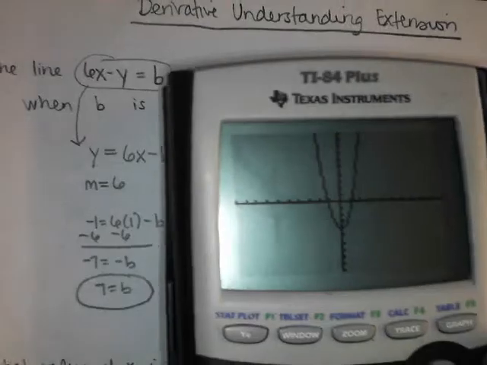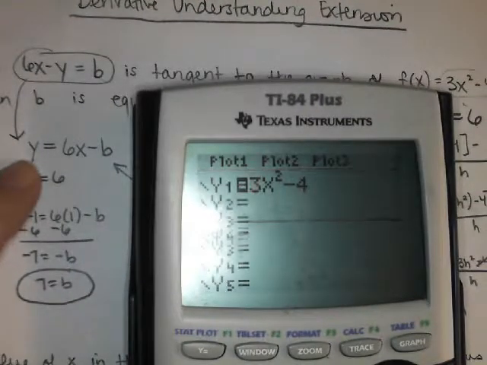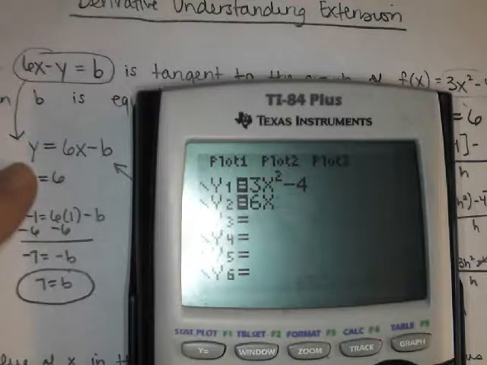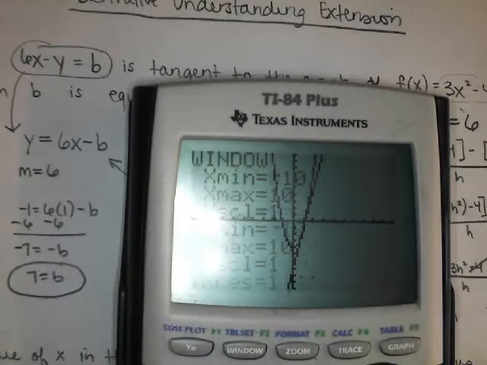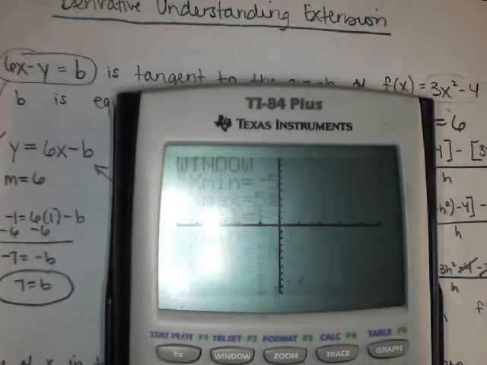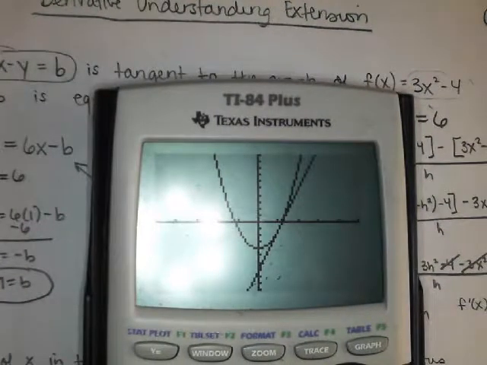Okay, if you want that visual confirmation, we can graph 6x minus 7, and you'll see that it's a tangent line. If I change my window from -5 to 5, it'll be that much more clear that at 1 we have a tangent line now. Any questions on that? All right.